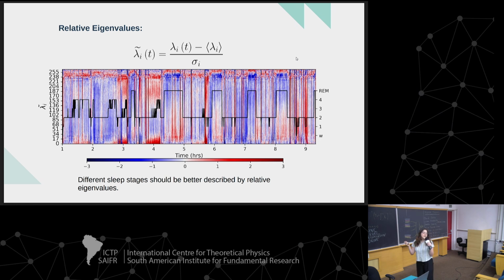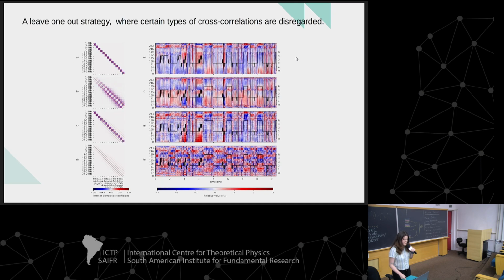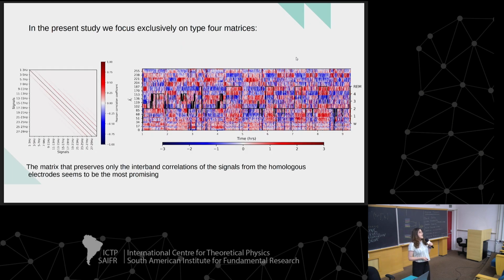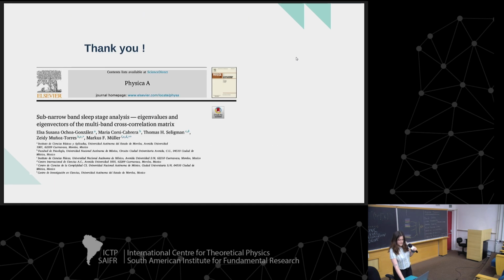This is one of our results, the relative eigenvalues, which means these are normalized eigenvalues, subtracting the mean and dividing by the standard deviation. It's better to describe the different sleep stages. Okay. So we also analyzed the eigenvectors, but I don't know if I have time. If you have doubts, you can go to my poster, and if you are interested in this, you can check the paper.